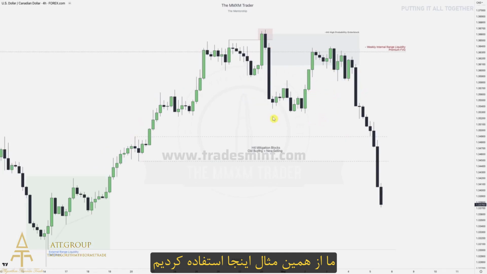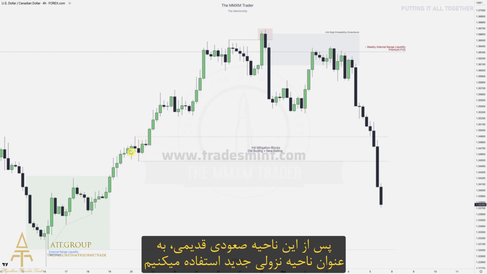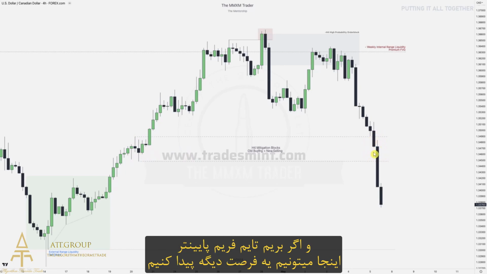So we've got a 4-hour mitigation block here. Why is this a mitigation block? Because this was a prior bullish order block, right? So we can use this old area of buying into our new area of selling, and that's where we can find another opportunity if we dive into the lower time frame.